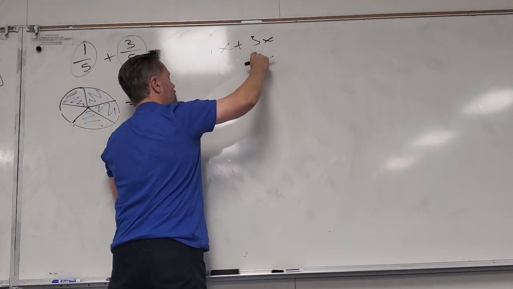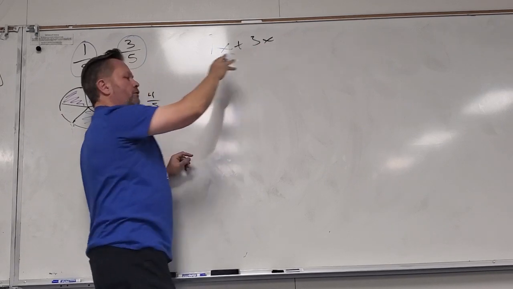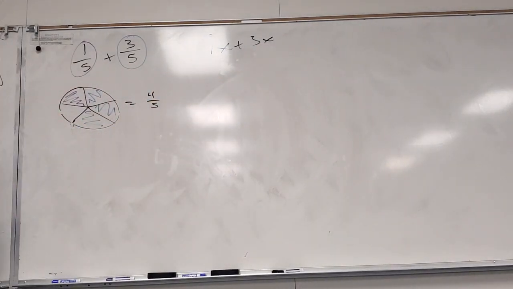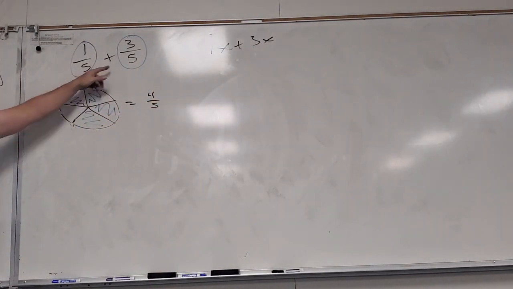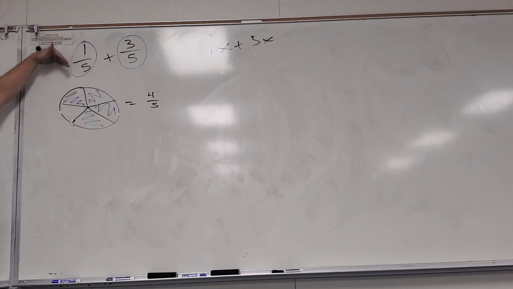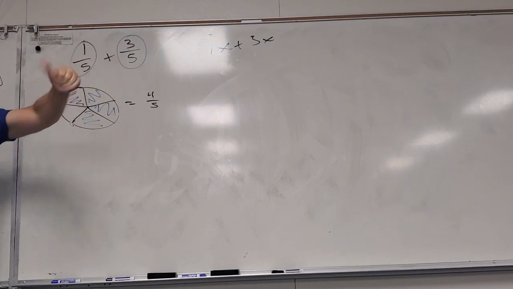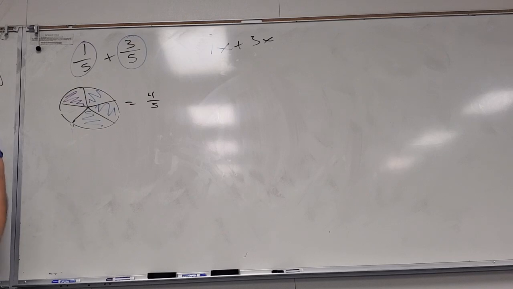But I like to show this to students who know a little algebra because they know about like terms. So I like to try to explain fractions in terms of like terms. I have one of these plus 3 of the same thing, so of course I got 4 of those, right? Okay.